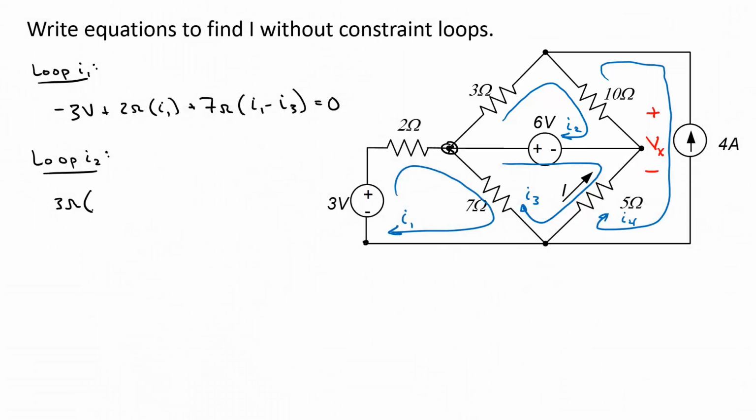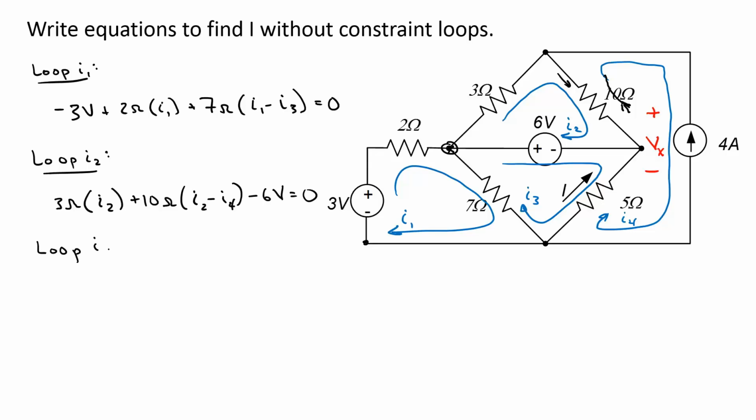For mesh current I2, if I start over here, I see the 3 ohm resistor first, so its voltage is 3 ohms times the sum of the currents. The only mesh current through the 3 ohm resistor is I2. That puts me over here by the 10 ohm resistor, so that's plus 10 ohms times the sum of the currents in that resistor, which will be I2 minus I4. In this leg here, I4 is going in this direction. It's in the opposite direction as I2. Then I see the negative terminal on the 6 volt source, so I subtract that. That brings me back to my starting point.